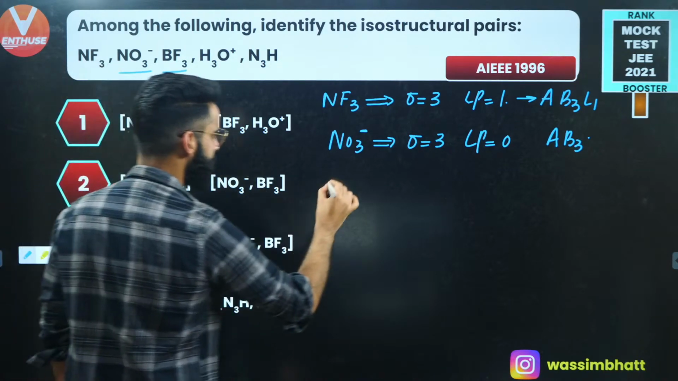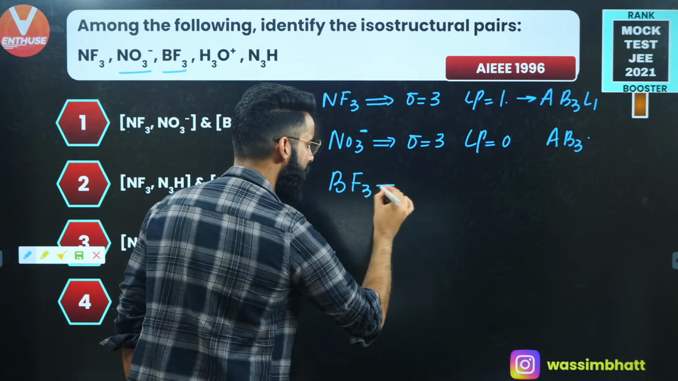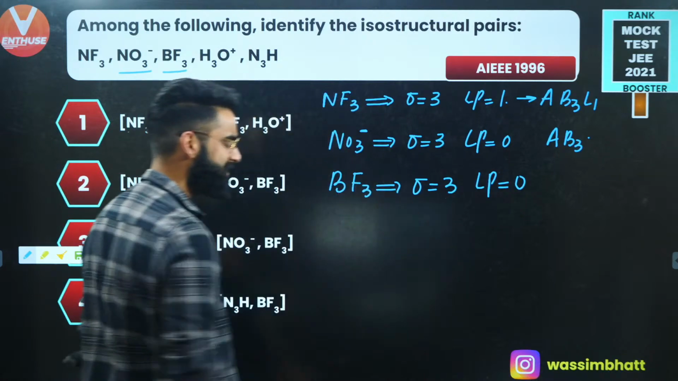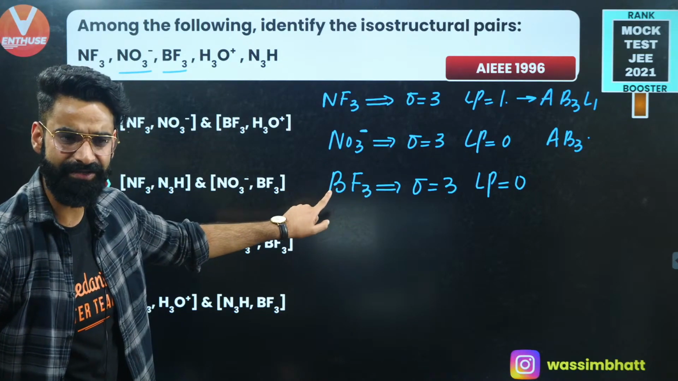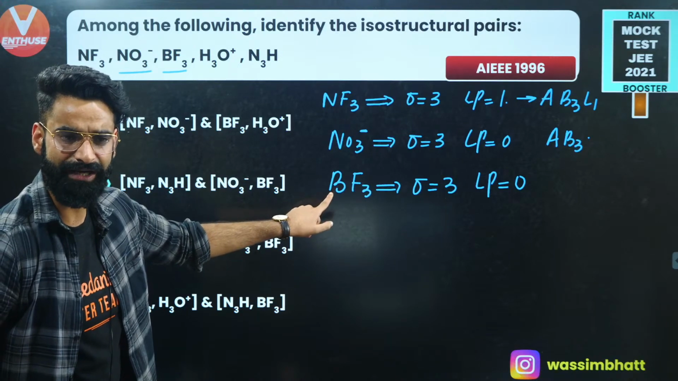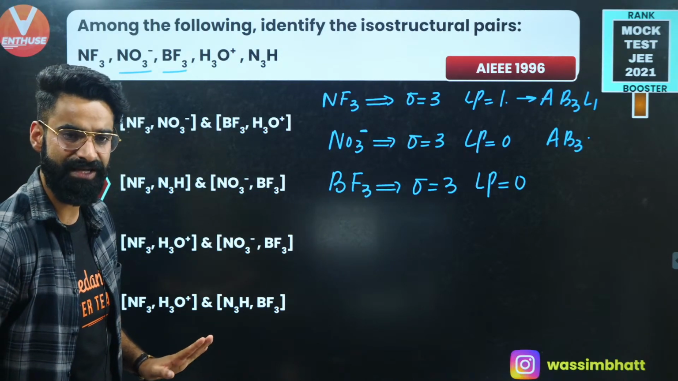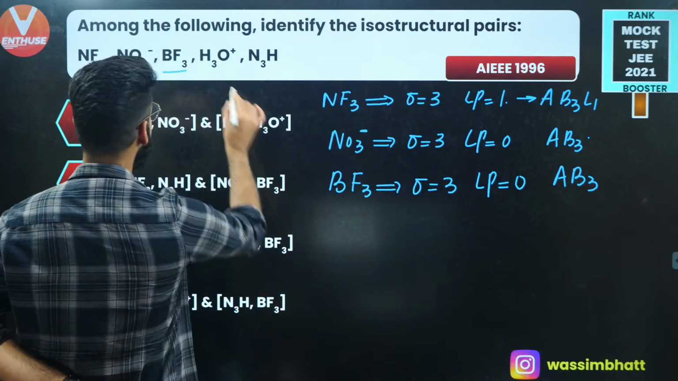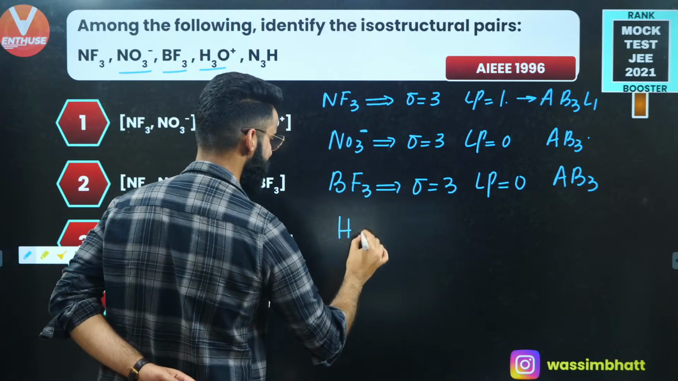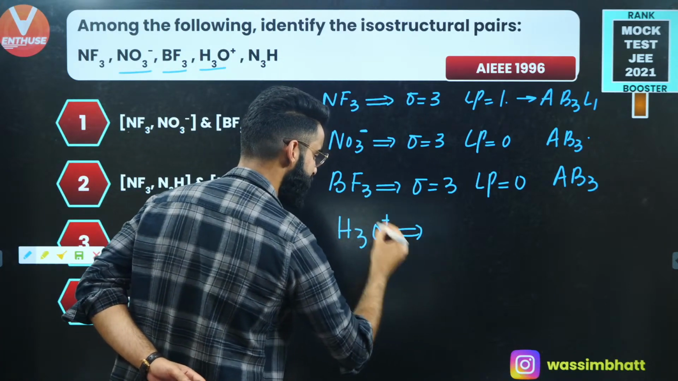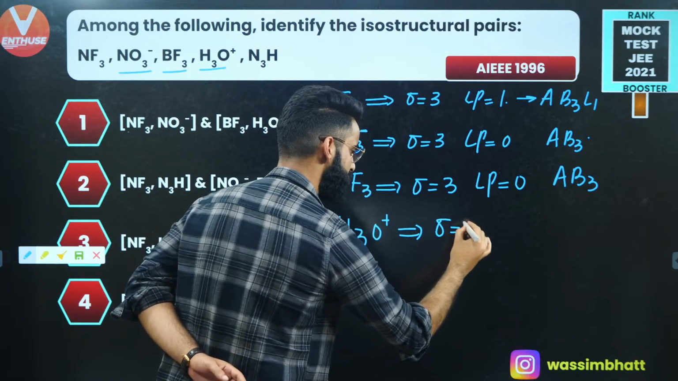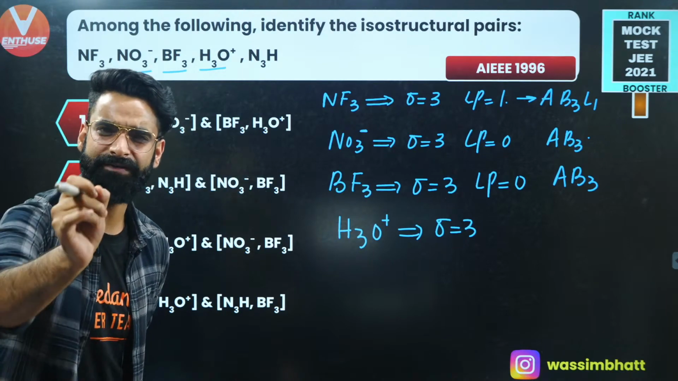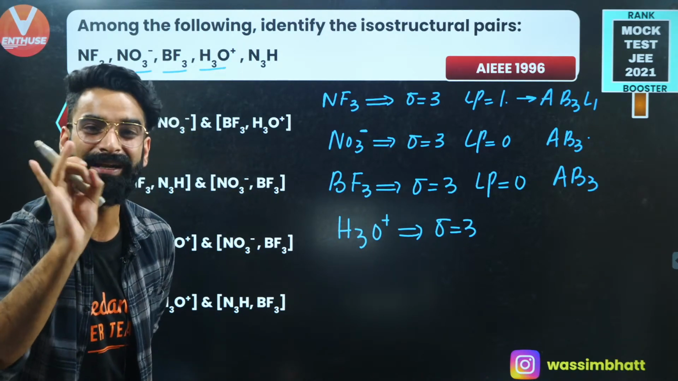Talking about the third one, BF3. How many sigma bonds do we have right here? 3 sigma bonds. Is there any lone pair? There will be no lone pair on boron, right? Because it has got only 3 electrons in its valence shell. So it is going to use those 3 electrons in making 3 sigma bonds with fluorine. So the type is again going to be AB3. Okay. What about the next one? H3O positive, correct? O is the central atom over here, right? So we have got 3 sigma bonds, correct? Whenever you need to calculate the number of sigma bonds, remember the number of sigma bonds is always equal to the number of terminal atoms attached.